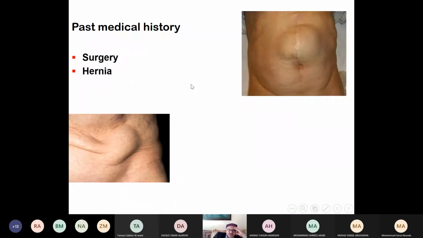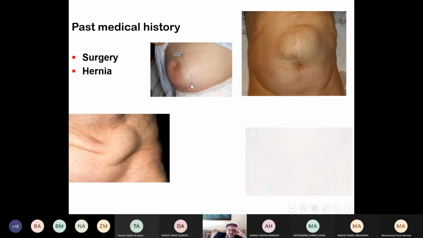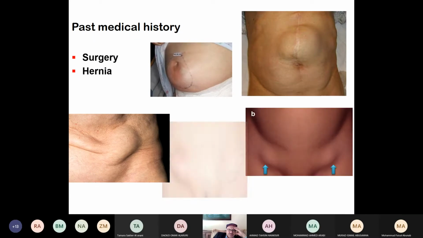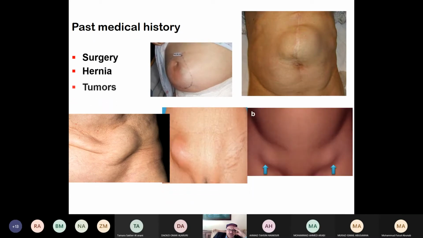Hernia is important. Tumors are important. Why is the surgery important? Because it may cause adhesions, and adhesions can cause intestinal obstruction. Yes, so surgery may be related to adhesions.